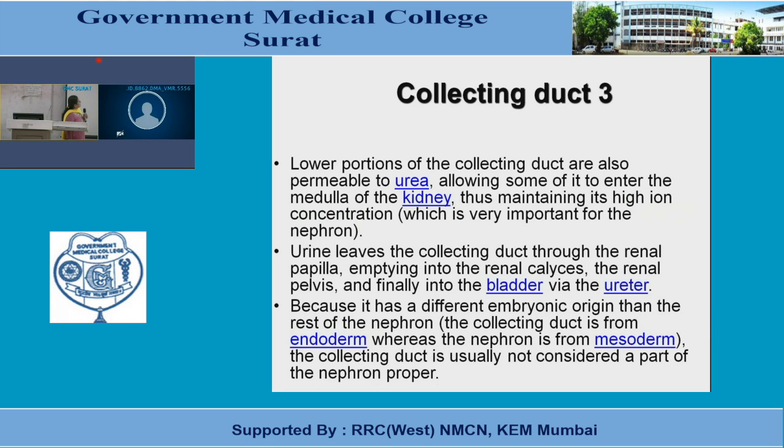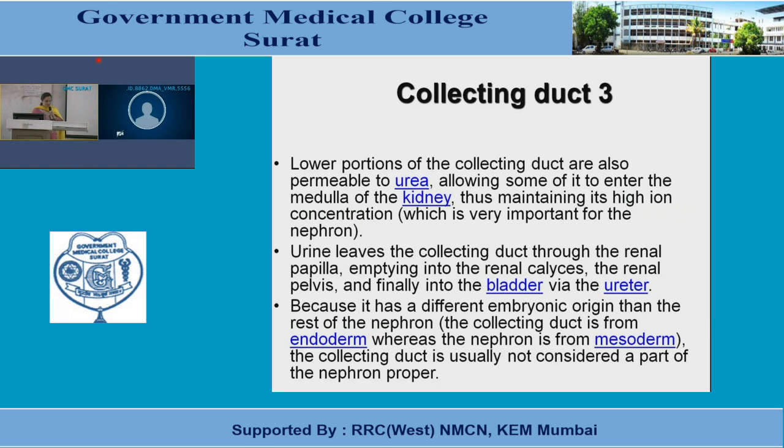Urine leaves the collecting duct through the renal papillae, emptying into the renal calyces, the renal pelvis, and finally into the bladder via the ureters. So this is the whole passage of urine. Because it has a different embryonic origin from the rest of the nephron, where the collecting duct is from endoderm, while the nephron is from the mesoderm, the collecting duct is usually not considered a part of the nephron proper.